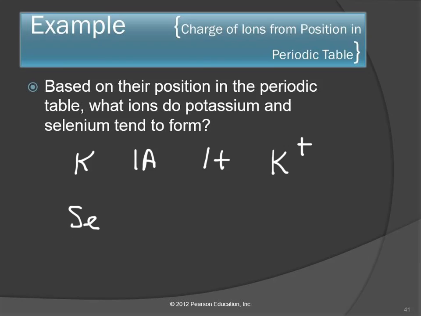Selenium, where's that on the periodic table? It's over on the right side, right? It's to the right of that diagonal line. So is it a metal or a nonmetal? It's a nonmetal. Nonmetals form negative ions. So selenium is going to have what charge on it? -2. It's in group 6A, and so from 8A we would have to count back 2 spots negative. It'll have a 2- charge. So the symbol for it would be Se with a 2- superscript. Okay? Any questions?